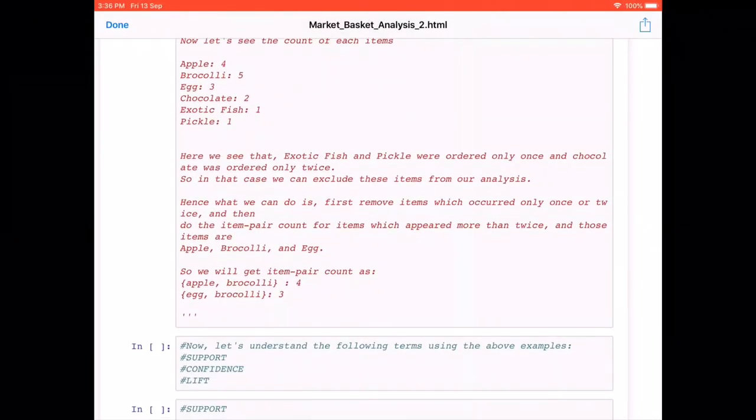Now if we have to do some analysis, we are saying that if an item is not ordered more than 2 times, just remove it. So we can remove chocolate, exotic fish, and pickle. We're just creating a small filter here. We are left with apple, broccoli, and egg. If I count the pairs with the remaining items, I can see that apple and broccoli appear 4 times, and egg and broccoli appear 3 times. And I have totally removed the chocolate, exotic fish, and pickle.